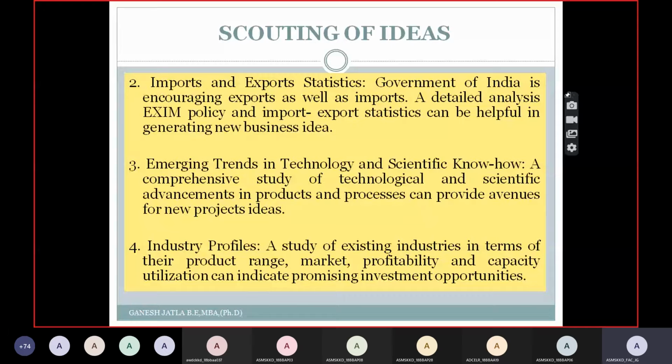And next, the industry profiles of the particular area. From the industry profiles, you get ideas: the range of the products, the market, and the profitability. For example, in India, the Confederation of Chambers of Commerce generally releases a document. In that document, they give you the areas where investors can invest. So these are the areas where you can invest, and automatically you get some ideas related to these products. So these are the aspects.